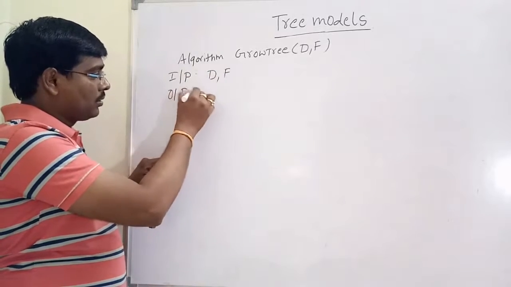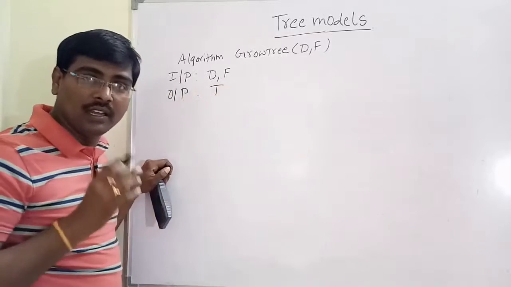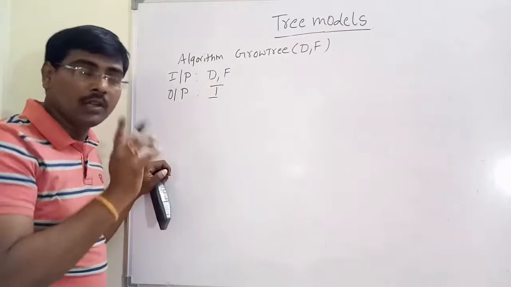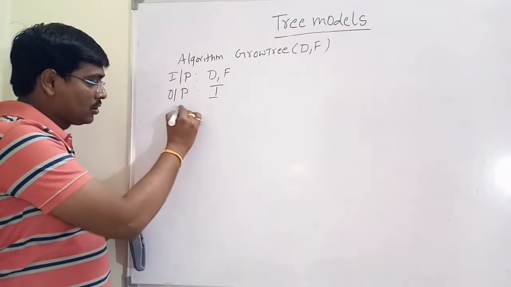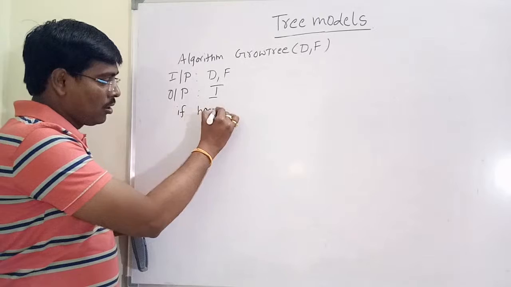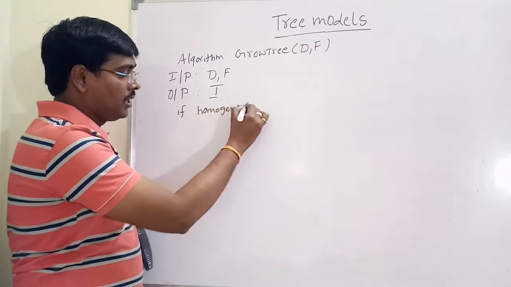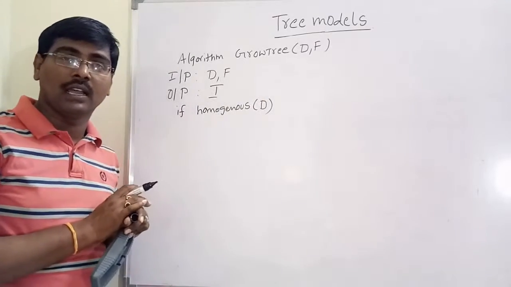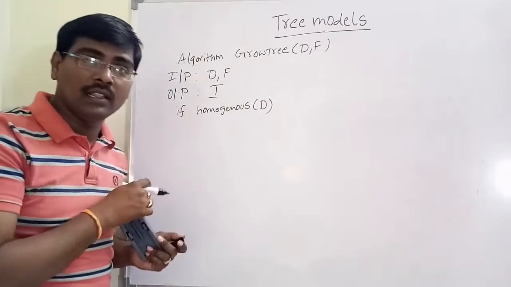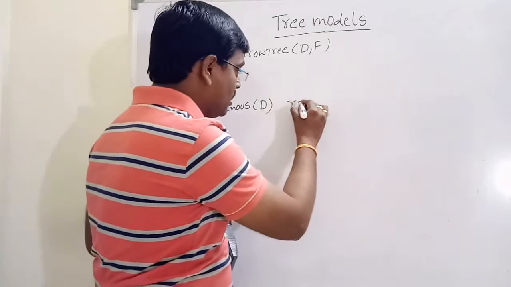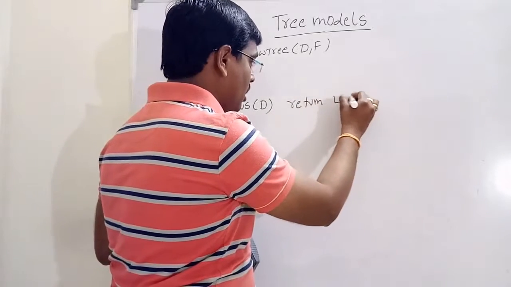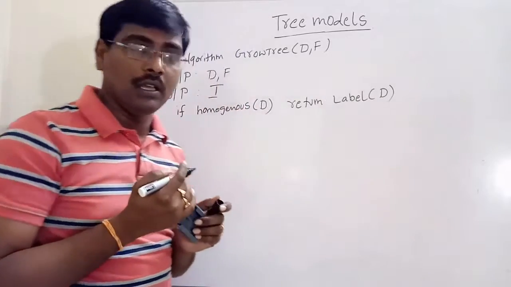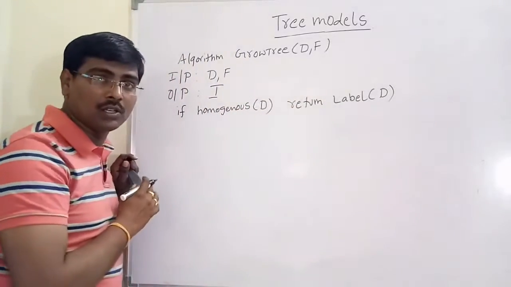What is the output? The output is a future tree T. So our first step: if homogeneous of D, if all the instances in the set belong to a single class, then we have to return the label of that class. So simply return the label of D. This is the stopping condition.